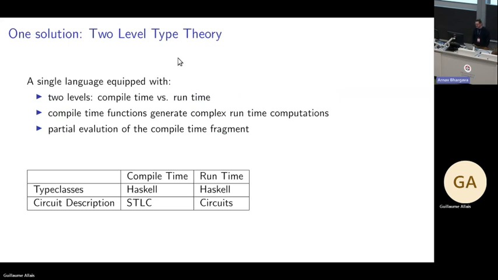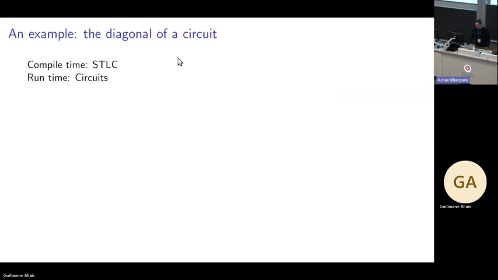And in the circuit description, I've picked just the simply typed lambda calculus because this is what we're going to see in the rest of the talk. And then for runtime, you want circuits, and you don't want functions anymore. You don't want application, lambdas, and so on. OK, so we're still looking at the goals. This is the simplest example you could cook.